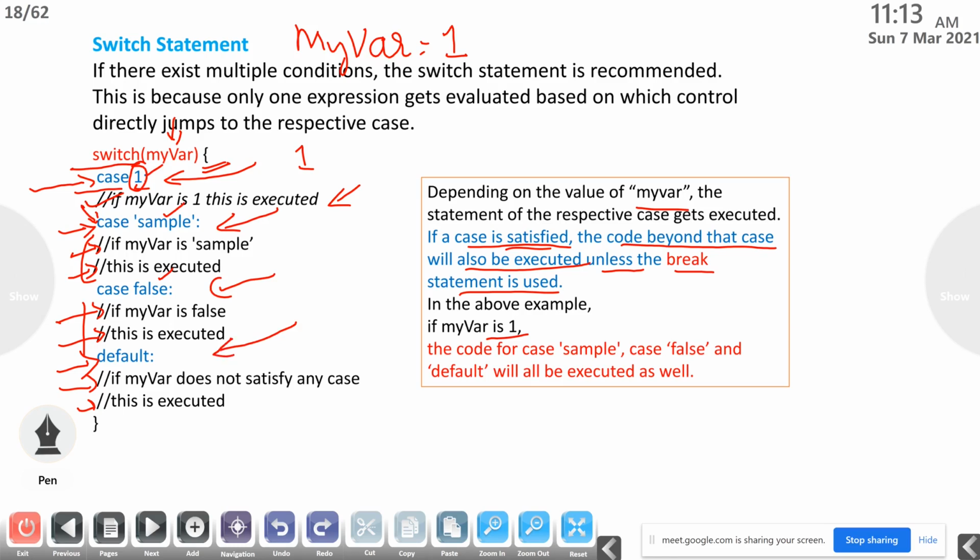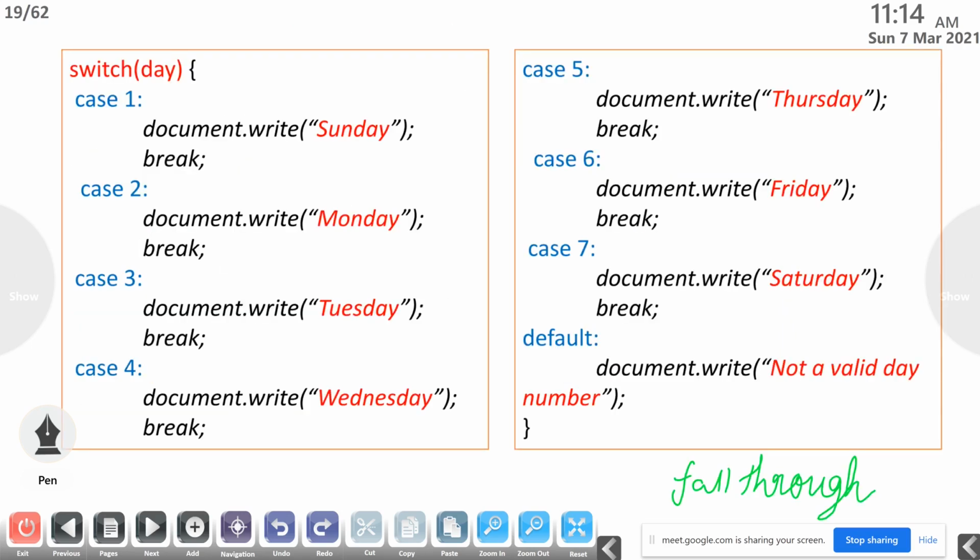So how can we avoid this? The code for case sample, case false and default will all be executed as well. How we can avoid this, that we will discuss in the next slide. Here is one example: switch of, here we used the variable day. That means the day number, 1 for Sunday, 2 for Monday, like that.